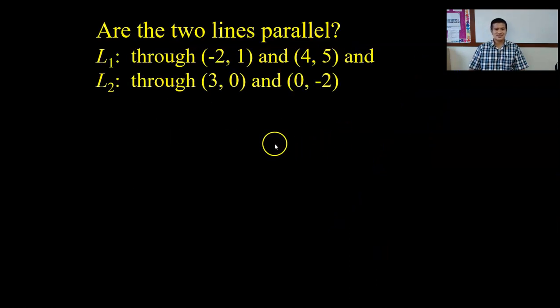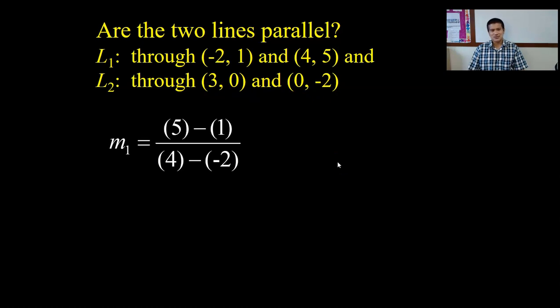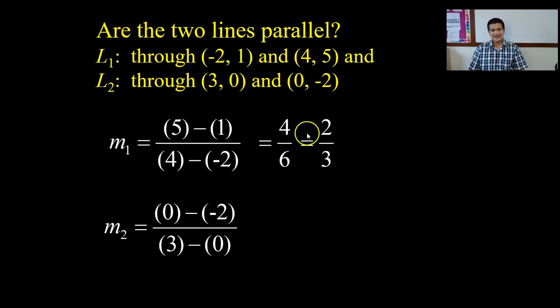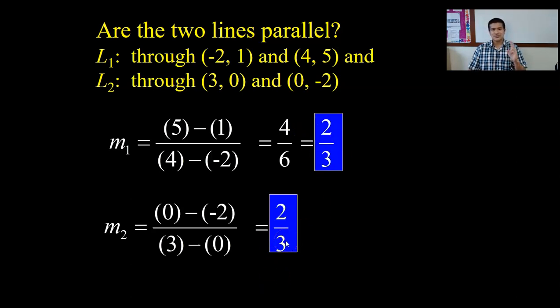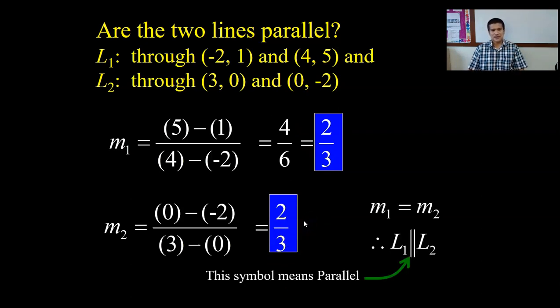Let's say this one. Are the two lines parallel? The first line has points negative 2, 1 and 4, 5, and the other one has 3, 0 and 0, negative 2. You have to check the slope of each line, which gives us 4 over 6 or 2/3, and the other one gives us 2 over 3 as well. Therefore, the two given lines are parallel. Okay, next.